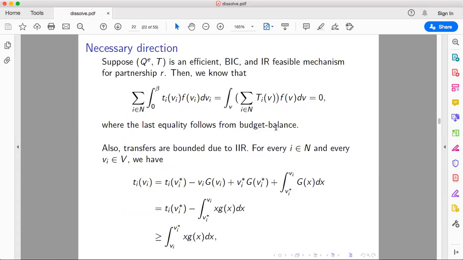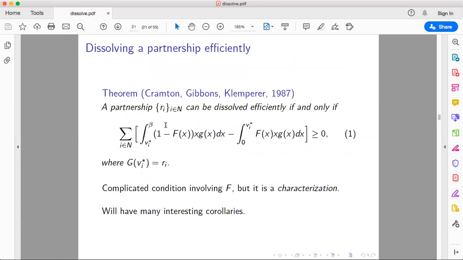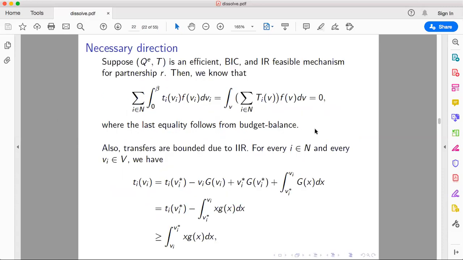Okay, so let me do the necessary direction first, which is the easier direction: if a partnership can be dissolved efficiently, then this condition must hold. Okay, let's try to prove that. Suppose QET is an efficient BIC and interim individually rational feasible mechanism for this partnership R.